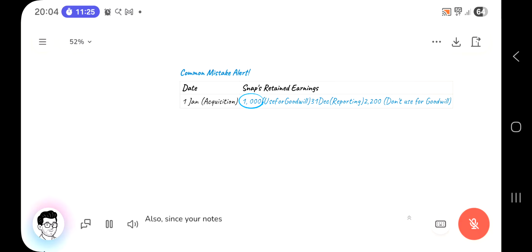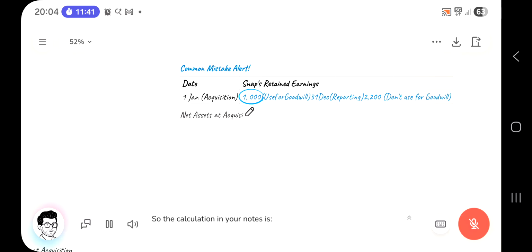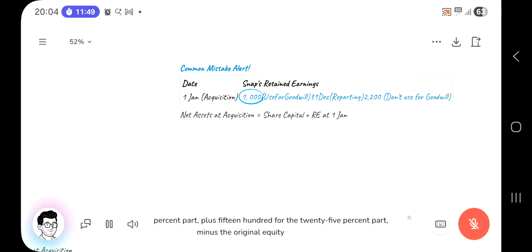Also, since your notes use the full goodwill method, we have to include the value of the 25% Pop doesn't own. That's the $1,500 NCI. So the calculation in your notes is $6,000 for the 75% part, plus $1,500 for the 25% part, minus the original equity of $5,000. Does it click why we have to go back in time to that $1,000 figure for the goodwill calculation?